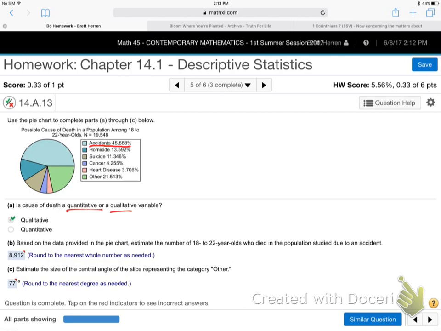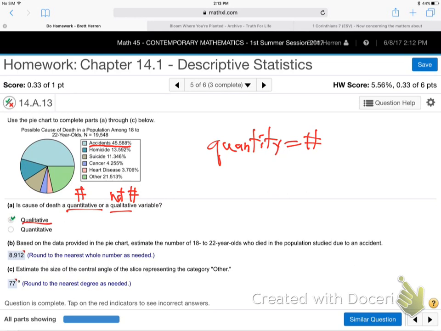You ever heard of those words before? A quantity is a number. Quantity means how many, so is it a number or not a number? What if they said, somebody died, what was their cause of death? It was 3. No, that's ridiculous, right? Cause of death is not a number. It's a description. They fell off a ladder or something. It's qualitative. Everybody with me? It's not a number.